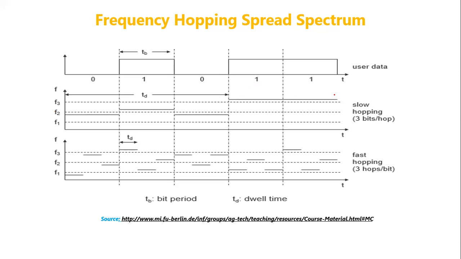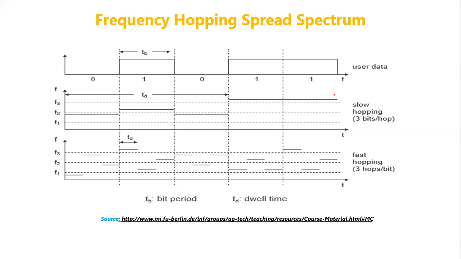So in slow hopping, the frequency of the transmitter or the receiver will not change until several clock pulses are over. So here you can see after one clock pulse how it works. In this diagram, what we have discussed is that three clock pulses are equal to one clock pulse of user data.